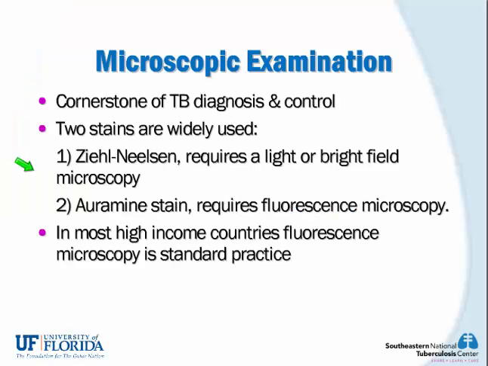Microscopic examination remains the cornerstone of diagnosing TB and controlling TB. As you might be aware, the standard is to use the Ziehl-Neelsen stain, which requires light microscopy or bright field microscopy. In addition, there is another stain, which is Auramine stain, which requires fluorescent microscopy. In most of the developed countries or high-income countries, they use fluorescence microscopy as the standard practice instead of Ziehl-Neelsen stain. And I will show you the difference.